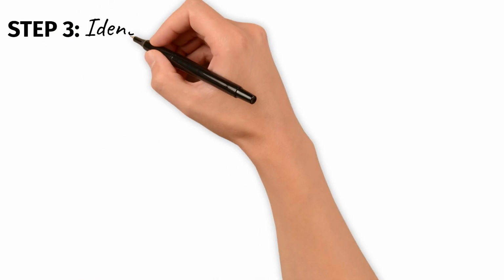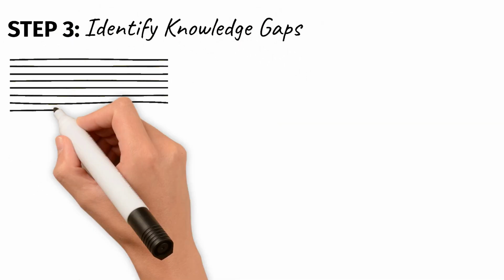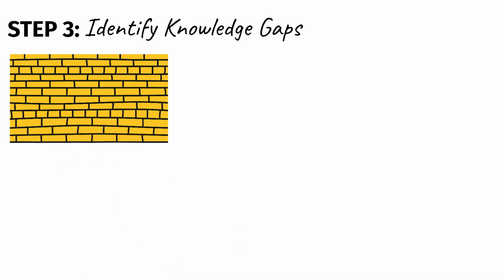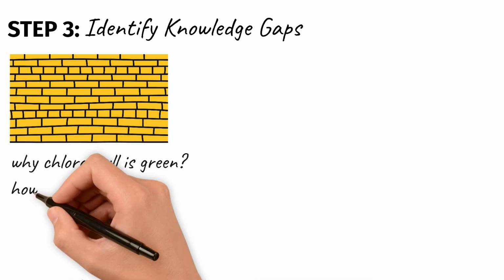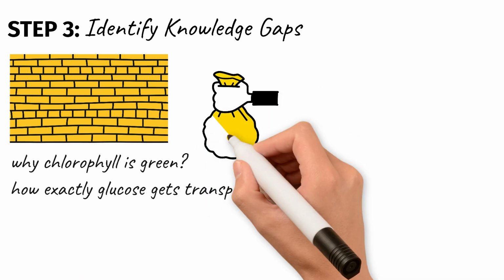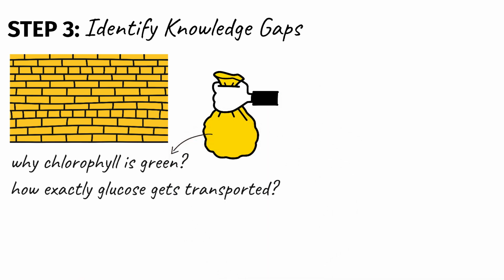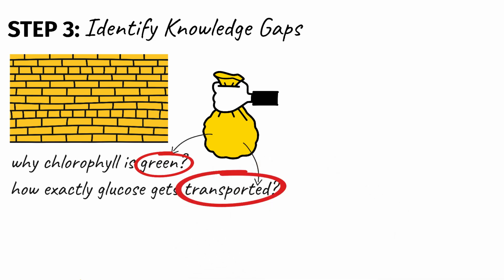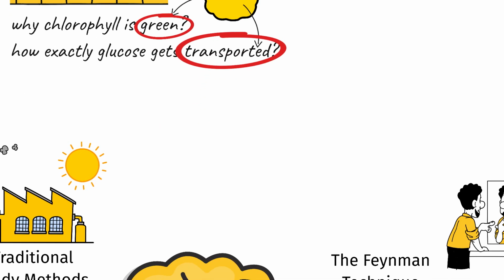Step 3, identify knowledge gaps. Here's where the magic happens. As you explain, you'll hit walls. Maybe you can't explain why chlorophyll is green or how exactly glucose gets transported. Don't skip over these moments. They're gold. Circle every gap, every moment, every place where your explanation breaks down. These gaps show you exactly what to study next.